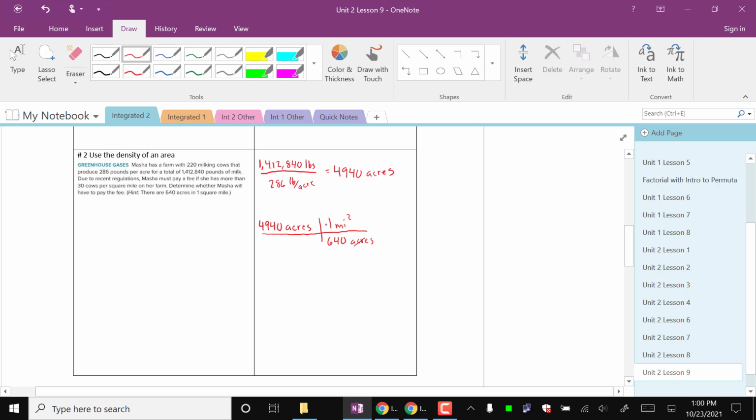So our acres would cancel here. So we go 4,940 times 1, divide by 640, and we get about 7.7 miles squared.